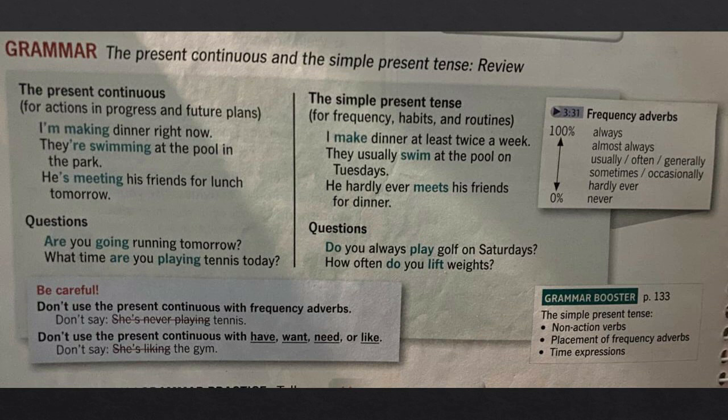Do you remember that when we are talking about present continuous, we use the subject plus the verb to be plus the verb with ing, right? So also, we have here an example that says they are swimming at the pool in the park, or he is meeting his friends for lunch tomorrow, or something like that, right?